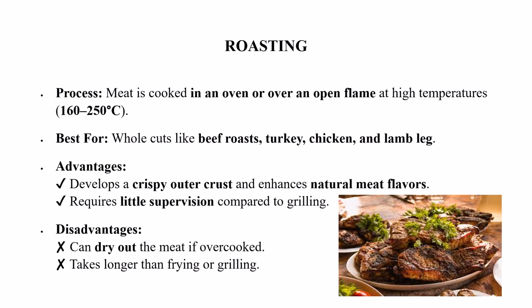Roasting. Meat is cooked in an oven or over an open flame at high temperatures, about 160 to 250 degrees Celsius. Best for large cuts like roasts, turkey, and whole chicken. The outer crust develops a crispy texture, but overcooking can dry out the meat. The following are the advantages and disadvantages of roasting.